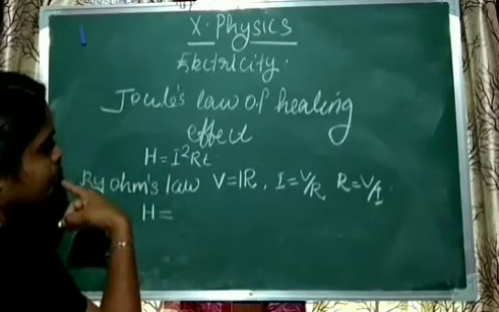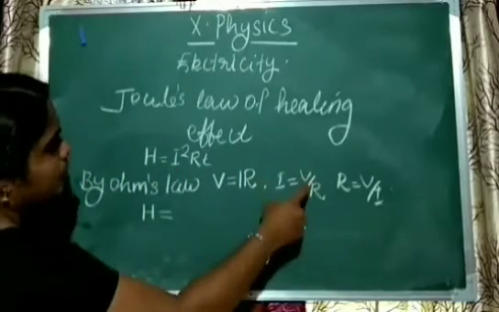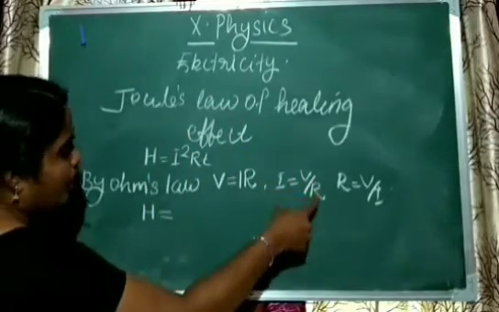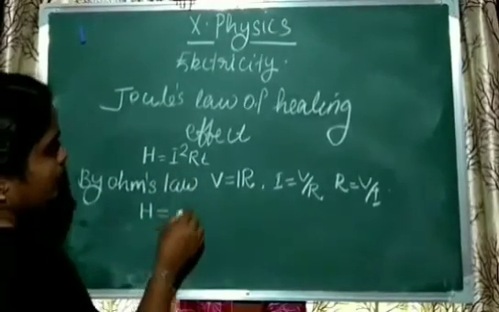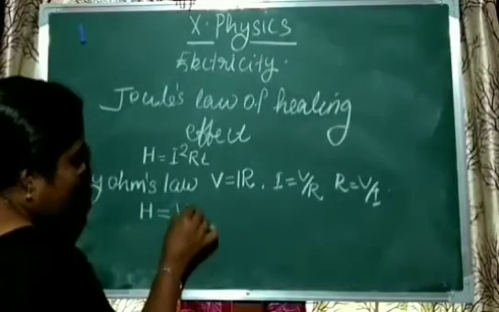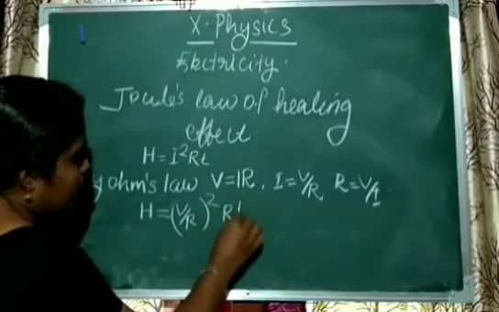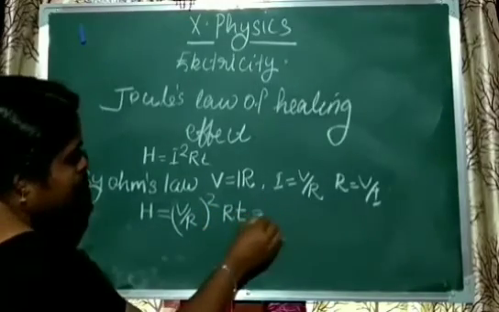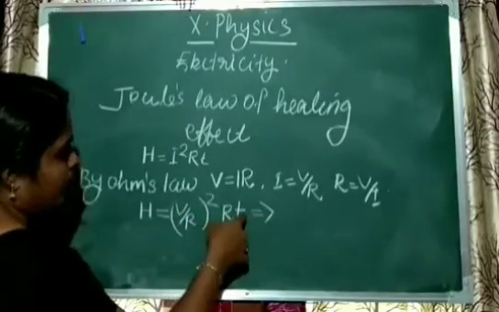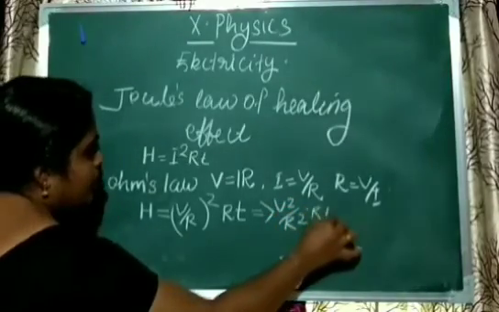Instead of I, we can substitute V by R. Okay, so instead of this I, we can substitute V by R in this equation. So what we will get is V by R the whole square into R into T, which is equal to V square by R square into R into T.